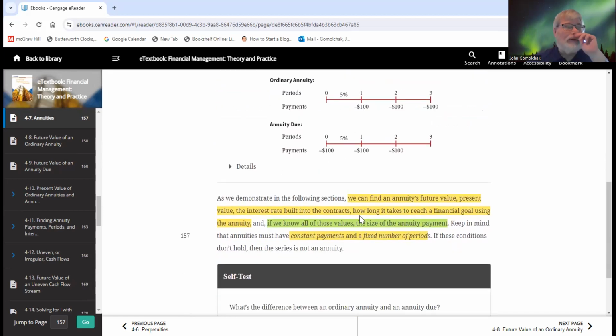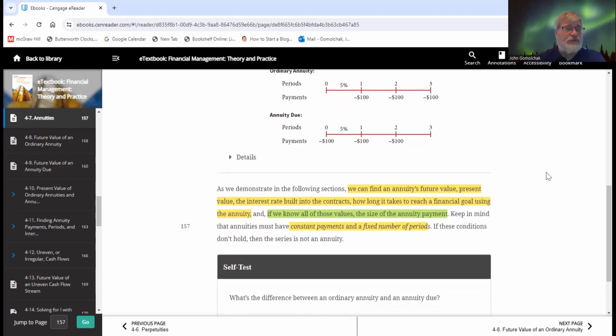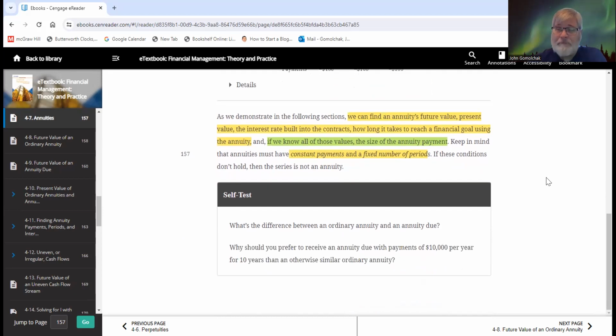All right, so what we're looking for is the future value, the present value, the interest rate built into the contracts, and how long it takes to get to a financial goal using the annuity. If we know all of the values, we can even calculate the size of the annuity payment. Keep in mind, annuities must have constant, consistent payments at a fixed number of periods, okay? If we have that, then we can play with all of our calculations and come up with values for these streams of income, all right?